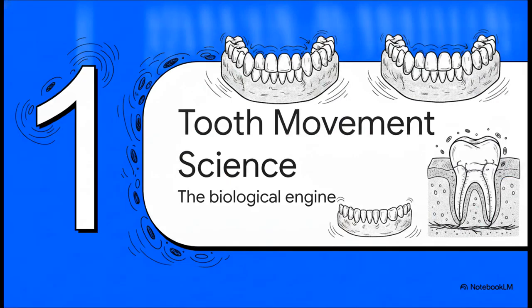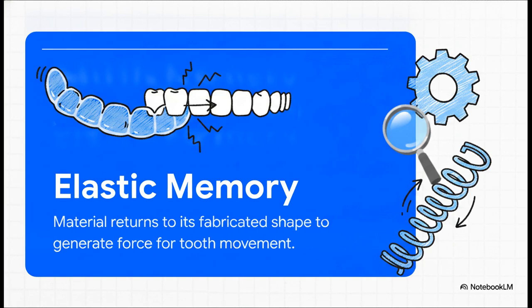So, starting right off with Section 1, the science of tooth movement. Let's establish our clinical baseline. At its core, a clear aligner moves teeth through one main biomechanical principle, and that is elastic memory. Basically, the tray is fabricated to a target position that's just a tiny bit ahead of where the patient's teeth currently are. So when the tray is seated, the material stretches, and as that material fights to return to its original, fabricated shape, it generates the mechanical force that actually drives the tooth movement. That elastic memory is the biological engine behind every single clear aligner case you've described.